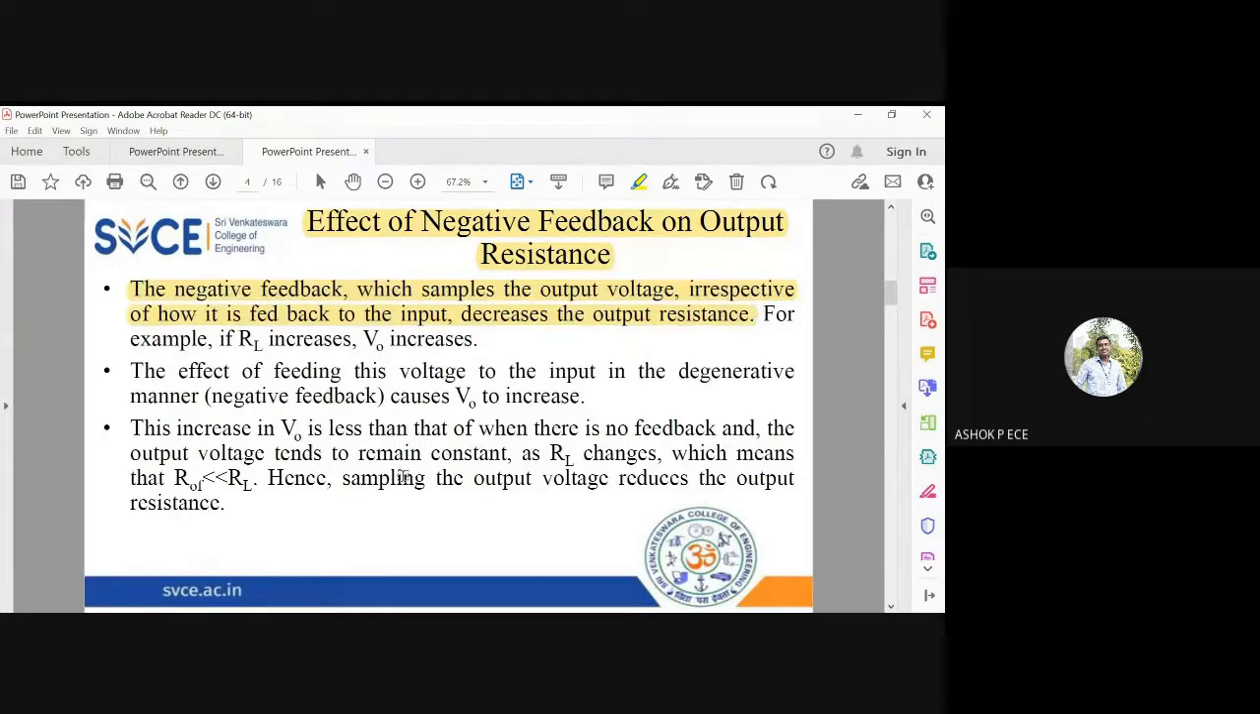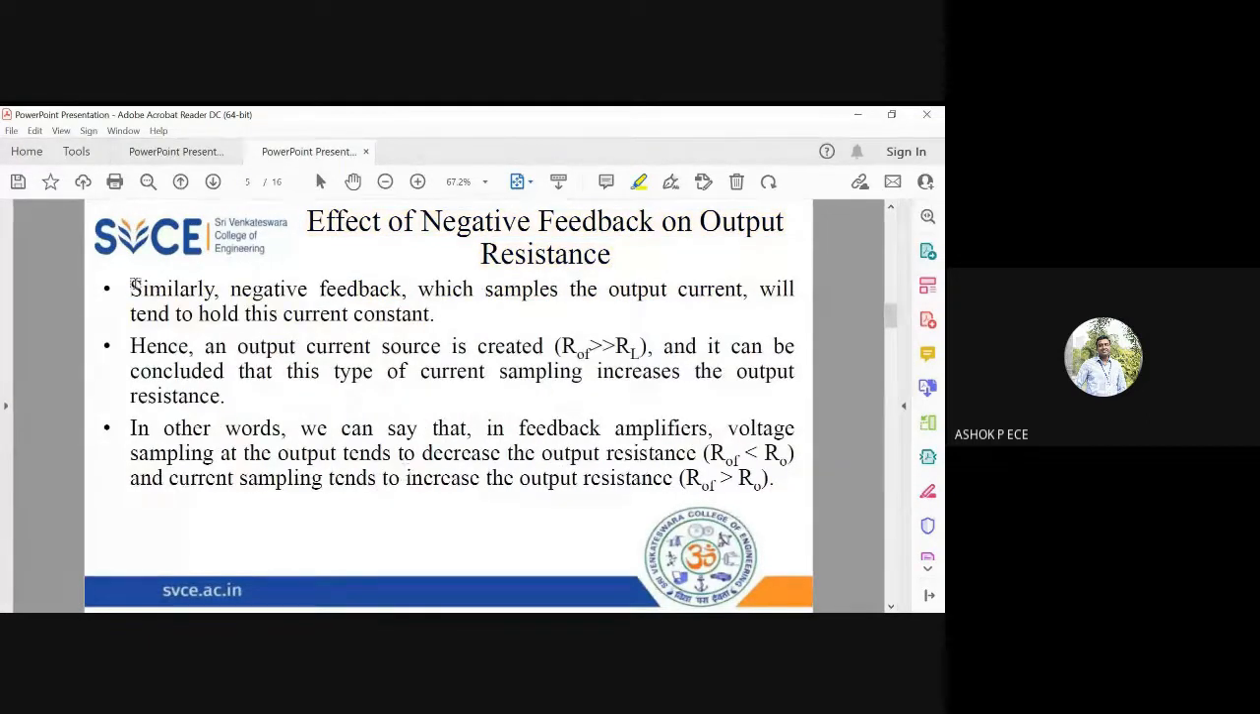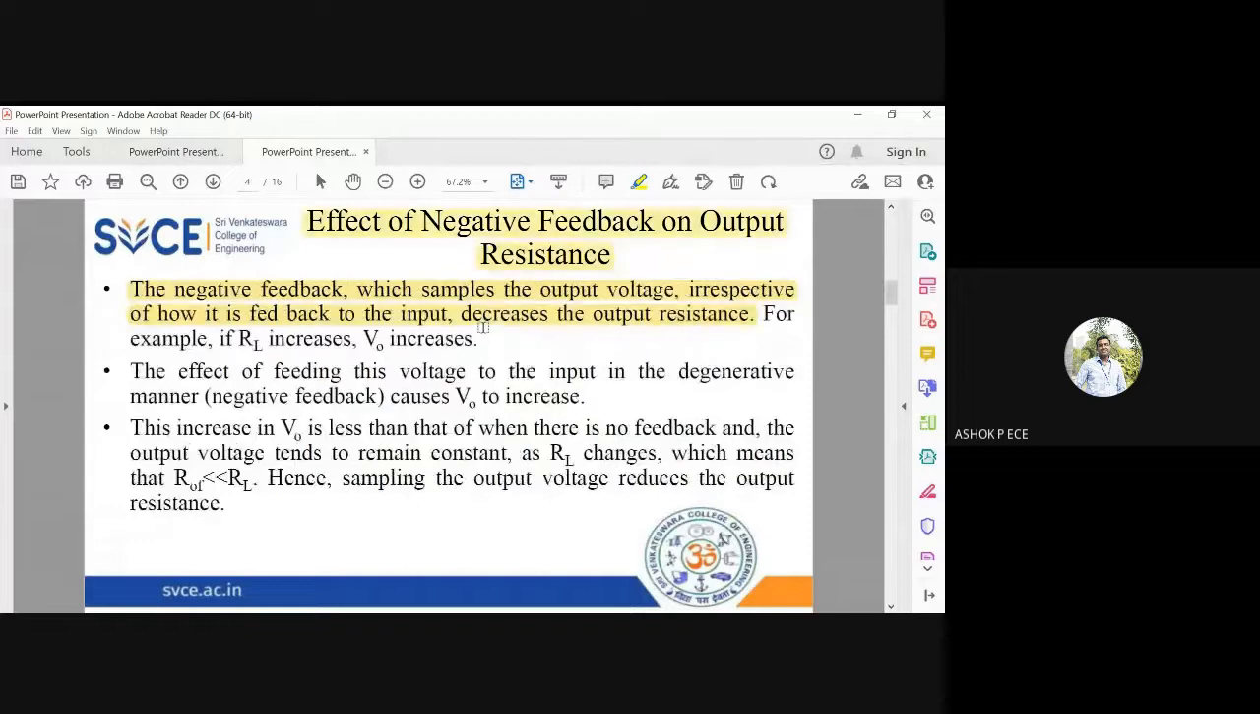When I'm going to use current sampling, the output resistance will increase because the current will be the same in series. In series, the resistance will increase. When you take the output voltage across, in parallel, the resistance will be across. When you sample the output voltage, the current will reduce, so the impedance will also reduce.